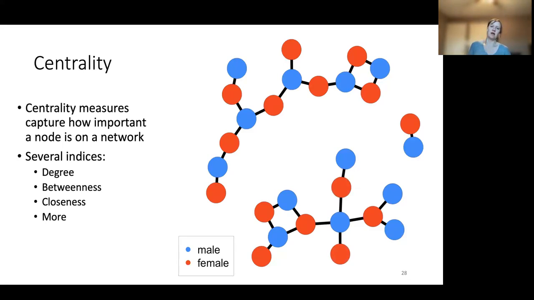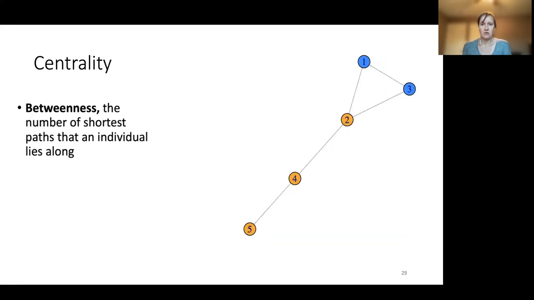Next is centrality. Centrality measures, for any given node on the network, how important that node is, and there are different ways to measure it. You could use degree centrality, which is basically just using the degree that I described: how many ties does someone have? You can use betweenness, closeness, and there are many more measures, but I'll talk quickly through betweenness and closeness. Betweenness is the number of shortest paths that an individual lies along. For instance, in this little network, person two is going to have higher betweenness than person five. Person five is way on the end and isn't going to be along any of the shortest paths on the network.